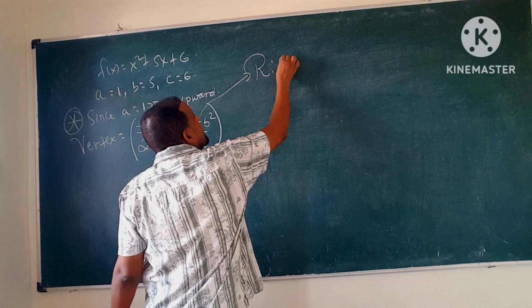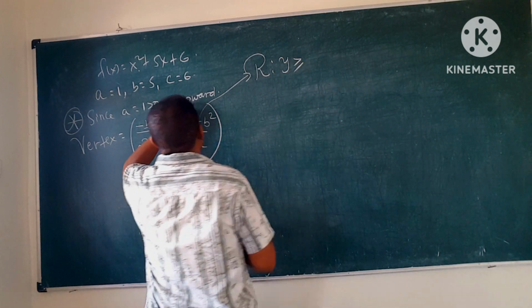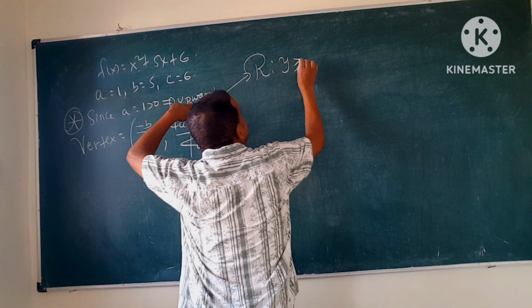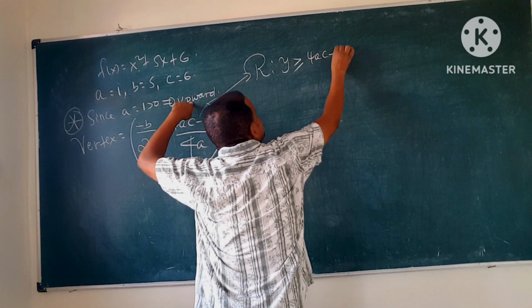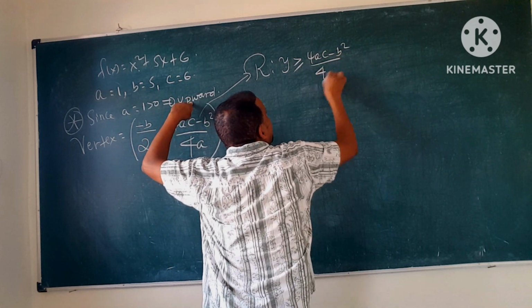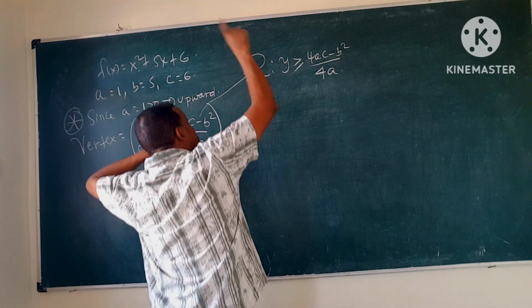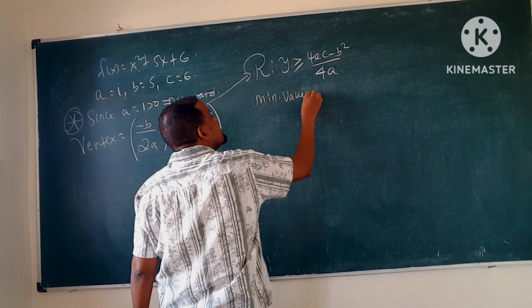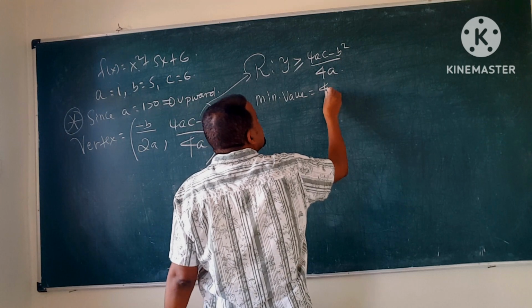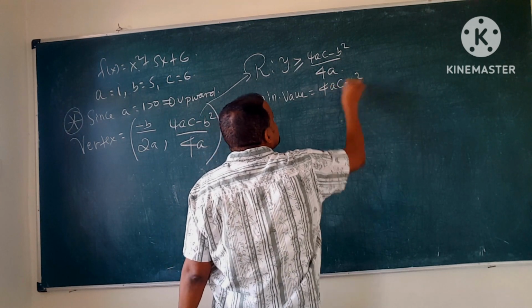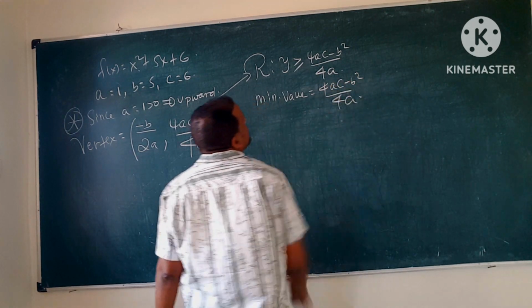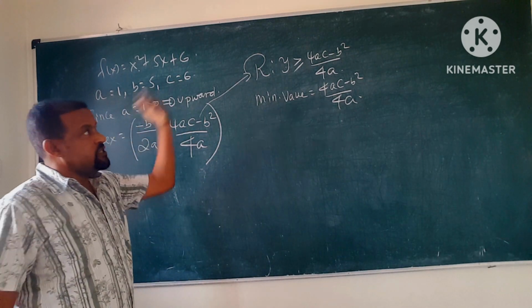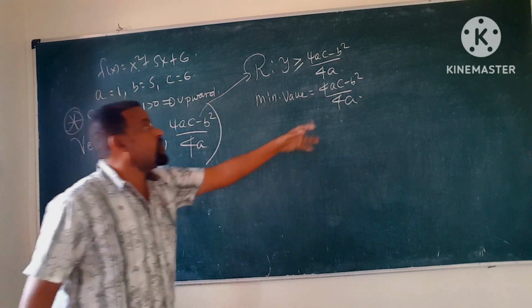Then you take this for the range. The range is y is greater than or equal to what? Because it's an upward parabola, y is greater than or equal to 4ac minus b squared over 4a. It is the minimum value, since it is an upward parabola. So the minimum value is 4ac minus b squared over 4a.